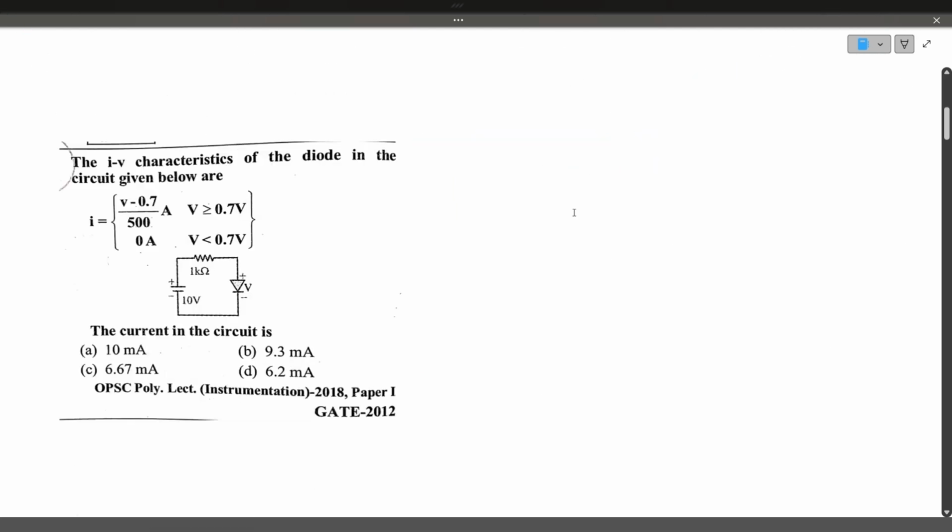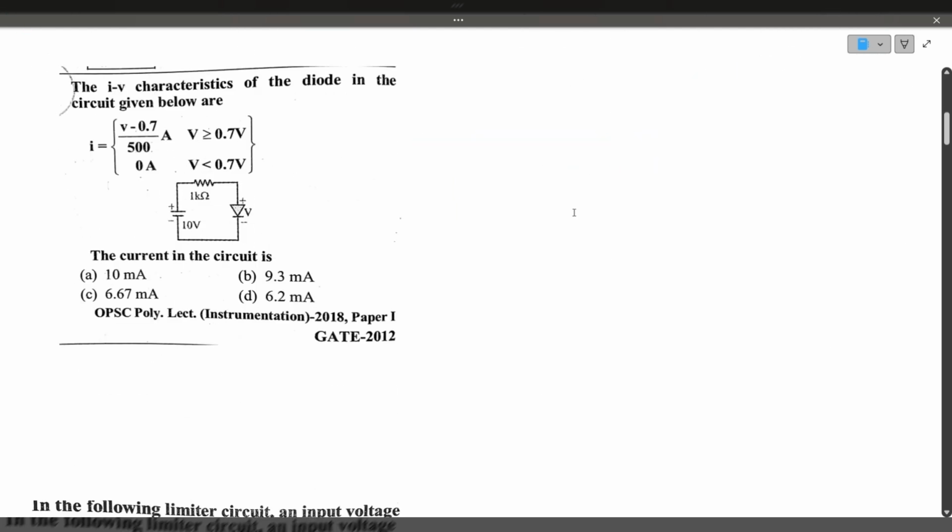We'll see the next question. This is asked in Odisha Public Service Commission and GATE 2012 also. The IV characteristics of the diode in the circuit is like this. So current is (V minus 0.7) divided by 500 amperes when input voltage is greater than 0.7. When input voltage is less than 0.7, it is 0 amps.